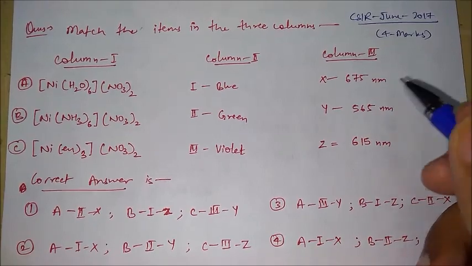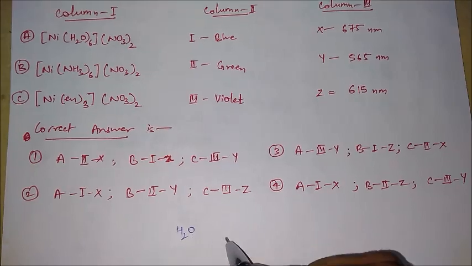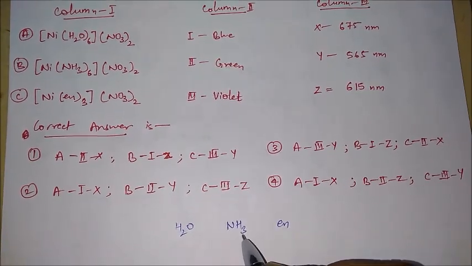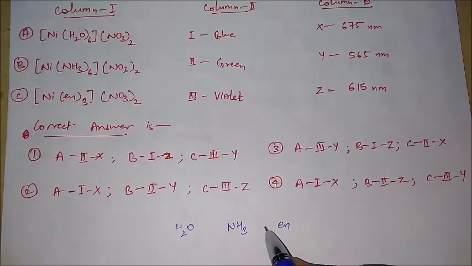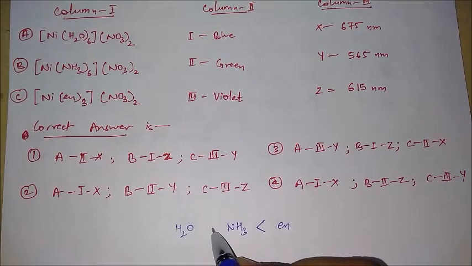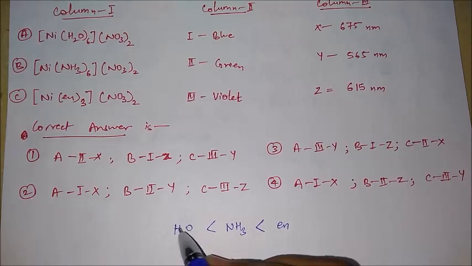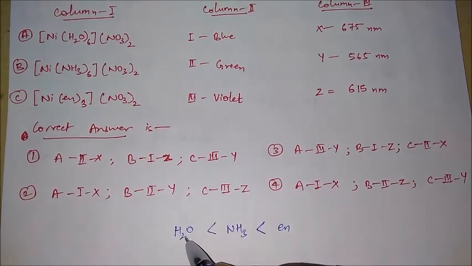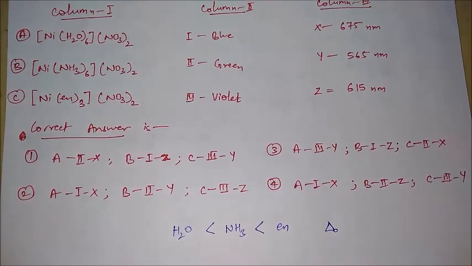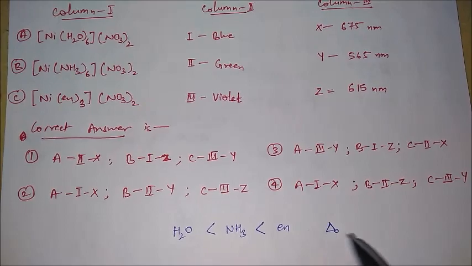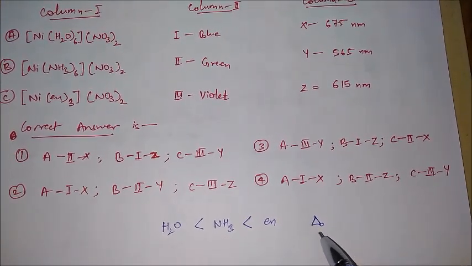Now let's talk about the strength of the ligand. You have 3 ligands, that is water, ammonia, and ethylene diamine. If you remember the spectrochemical series, there I have discussed that ethylene diamine will be the strongest among these 3, and water will be the lowest one, because it is a relatively weak field ligand compared to them. This is the order of your delta O, because this is the order of the strength of the ligand, and it will also correspond to the order of crystal field stabilization energy.